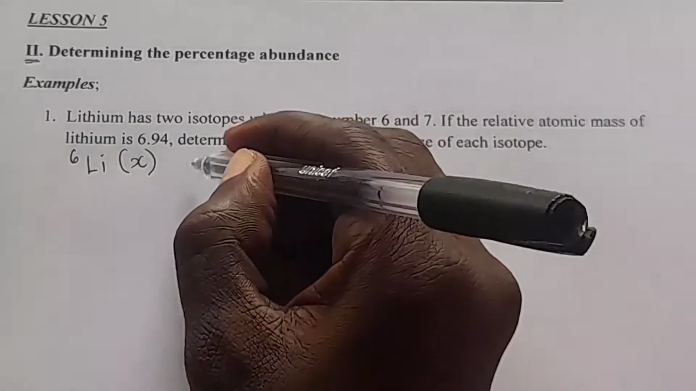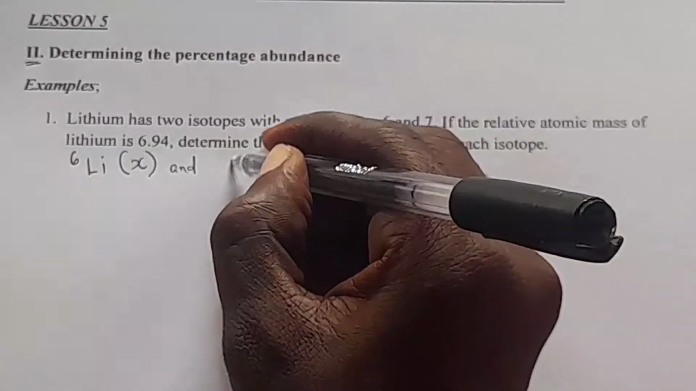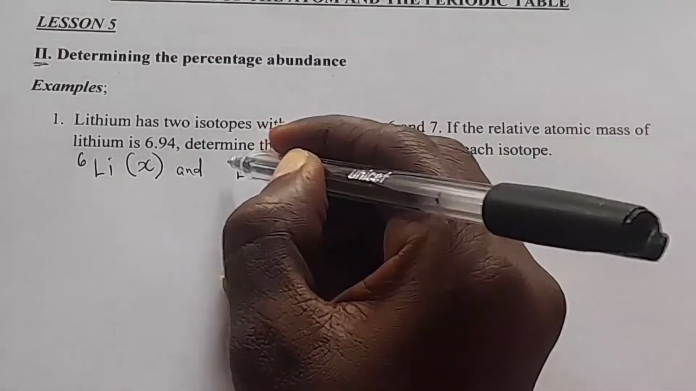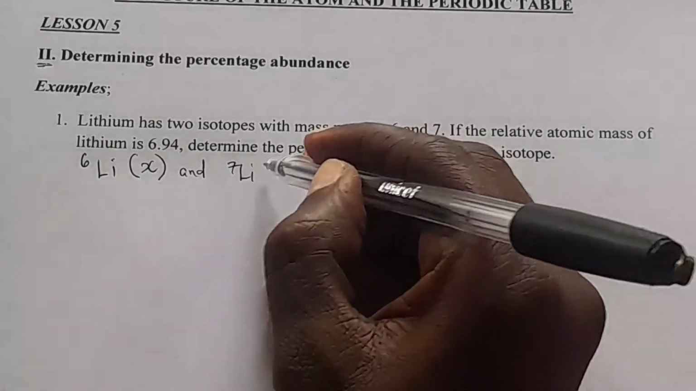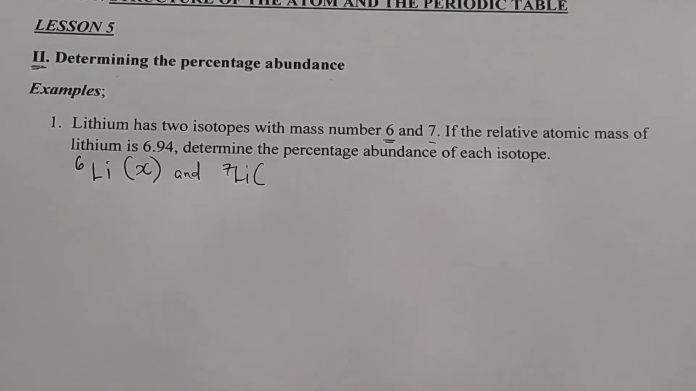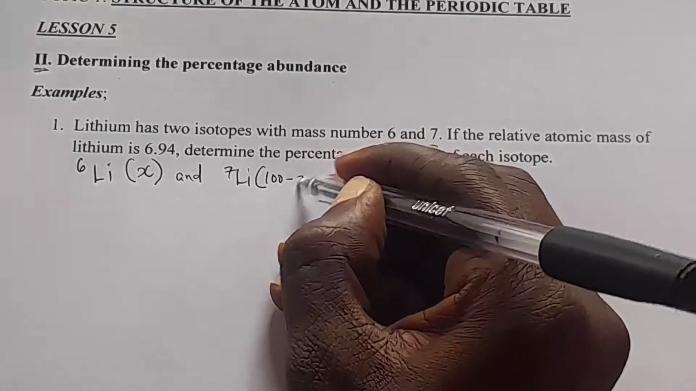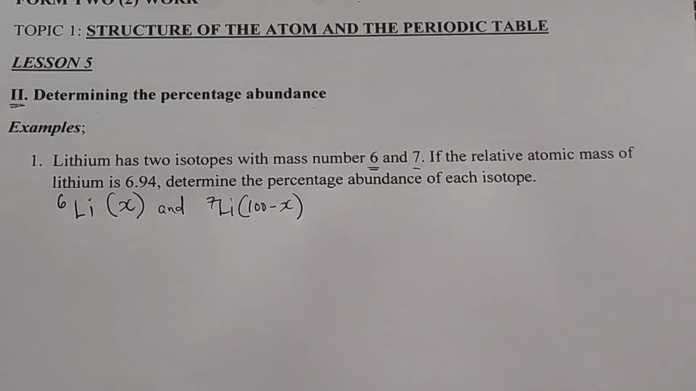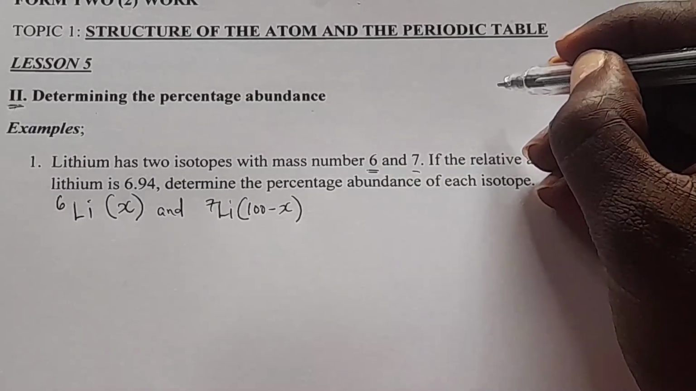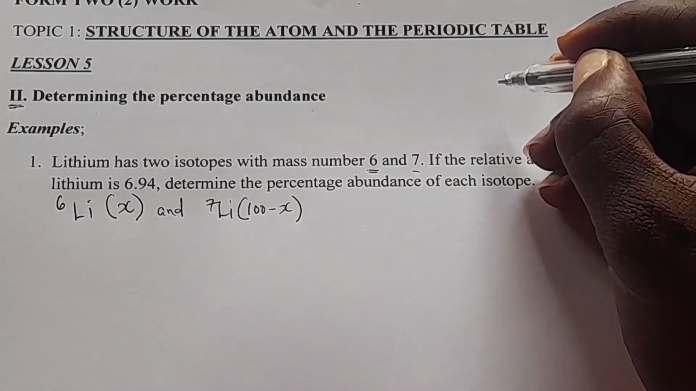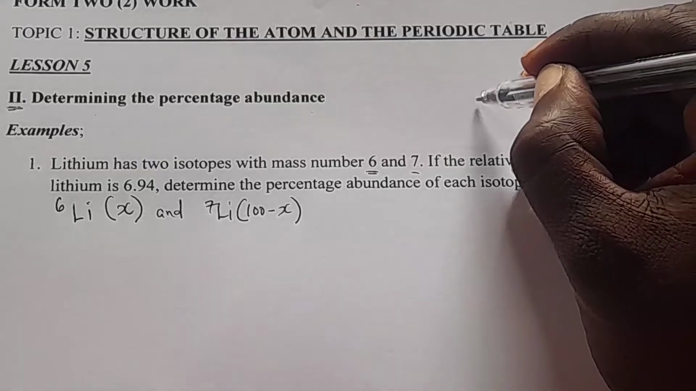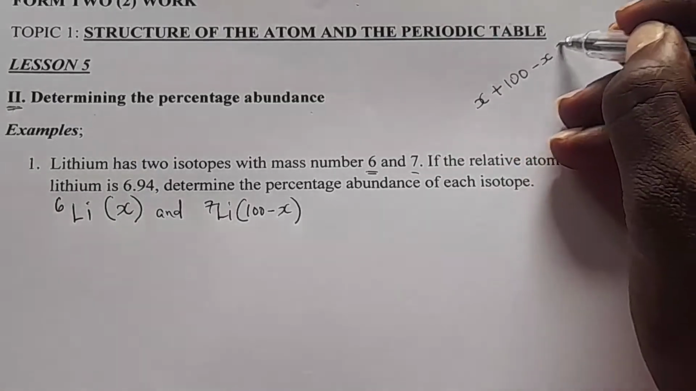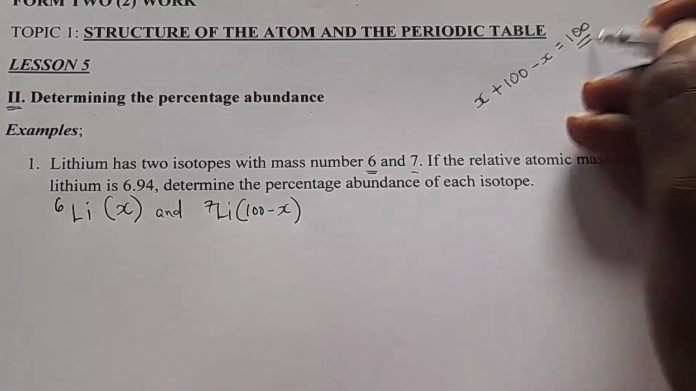Okay, next, the other one, because we are told it has only two isotopes, we can say it's having a mass number of 7. But what about its percentage now? The percentage will be 100 minus X. Remember, percentage is 100. So if you have taken one as X, what will be the other one? It will be 100 minus X, because when we take X and we add 100 minus X, we want to get 100 alone.